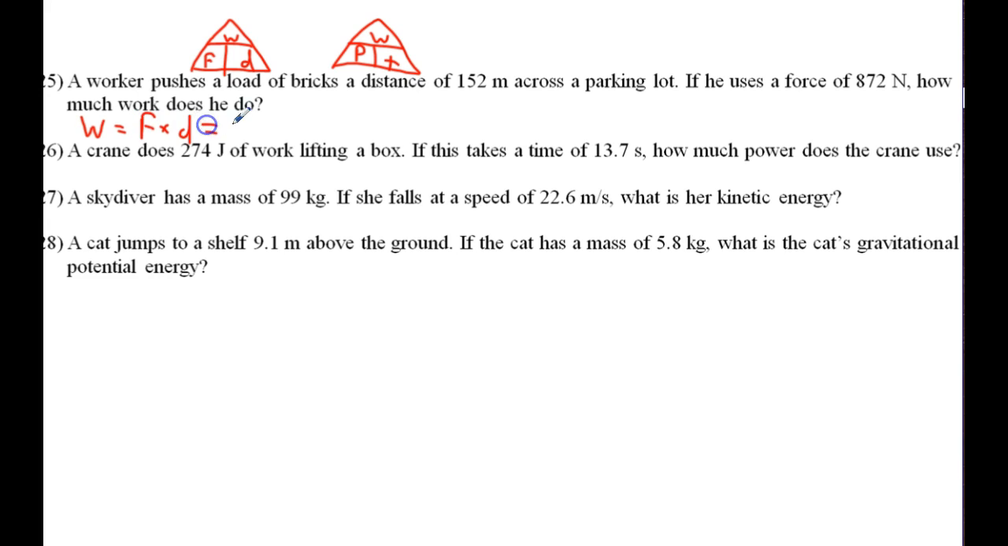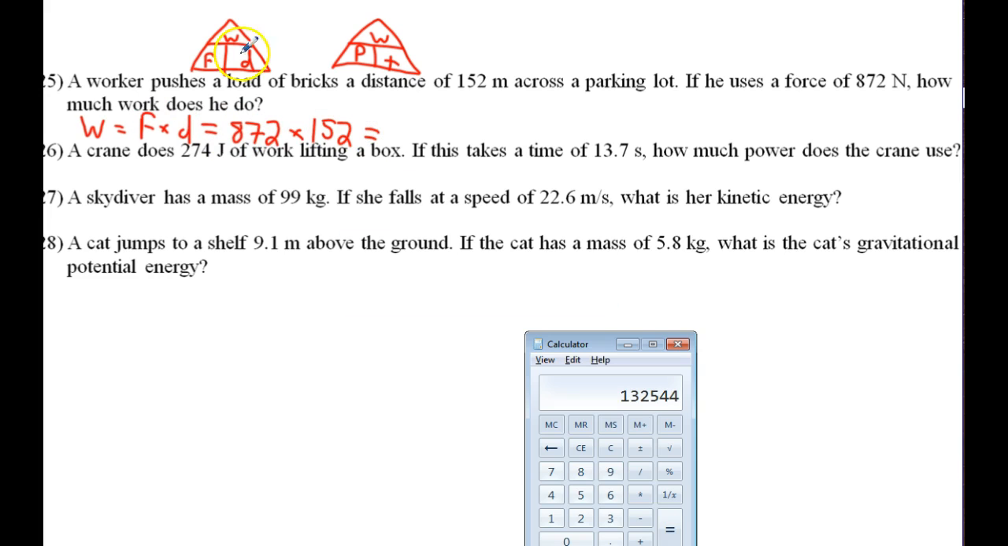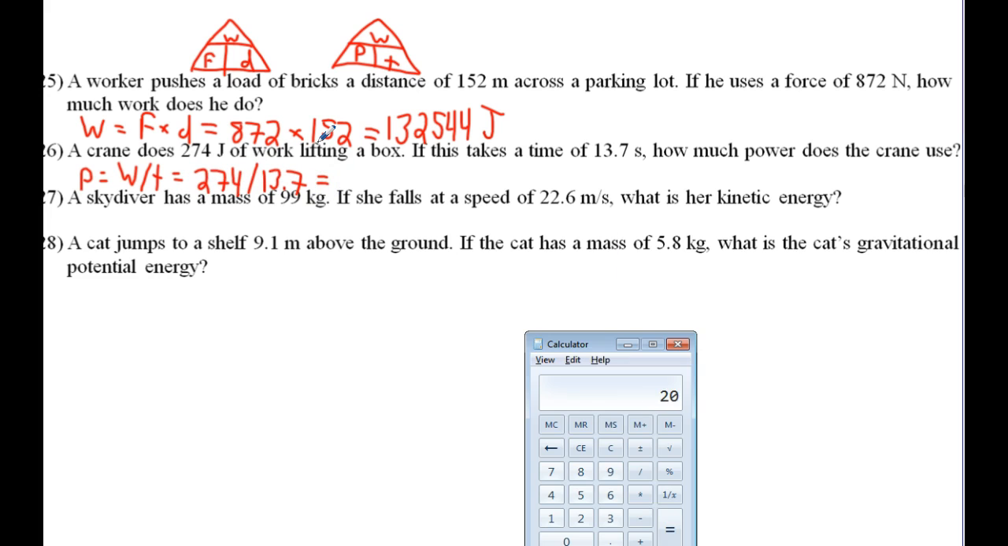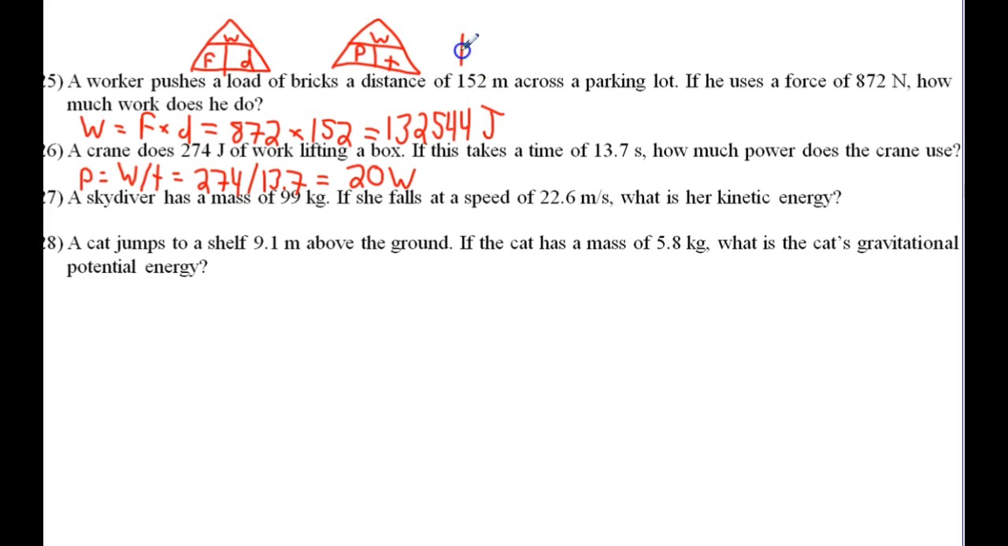I am solving for work, which is force times distance. 872 times 152 gives me 132,544. My units are joules. Here I'm trying to solve for power, which is work over time. 274 divided by 13.7 gives me 20 watts.